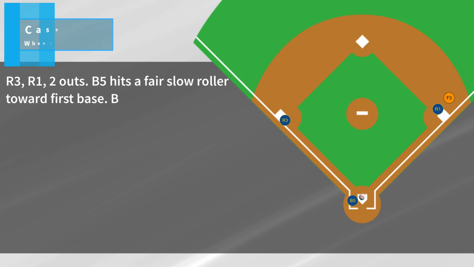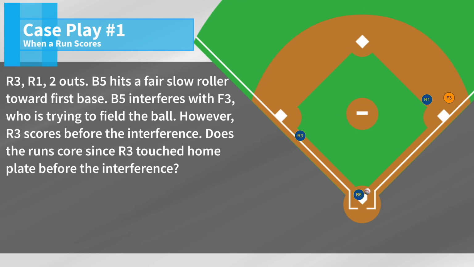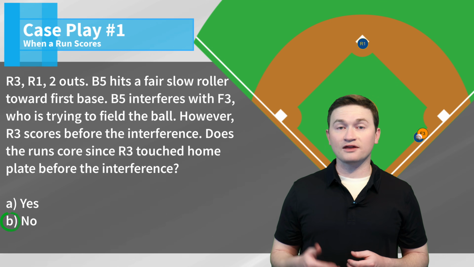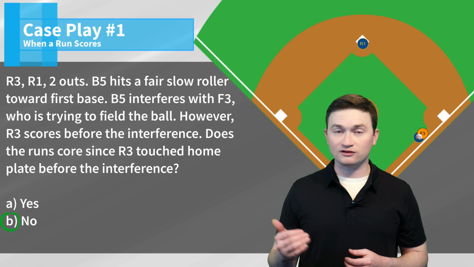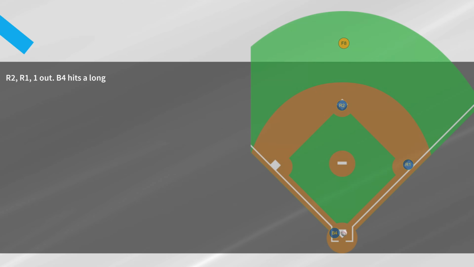Case play number 1. R3, R1, 2 outs. B5 hits a fair, slow roller towards first base. B5 interferes with F3, who is trying to field the ball. However, R3 scores before the interference. Does the run score since R3 touched home plate before the interference? The correct answer here is no. Because the third out is on the batter runner before the batter runner reaches first, no runs can score on this play.